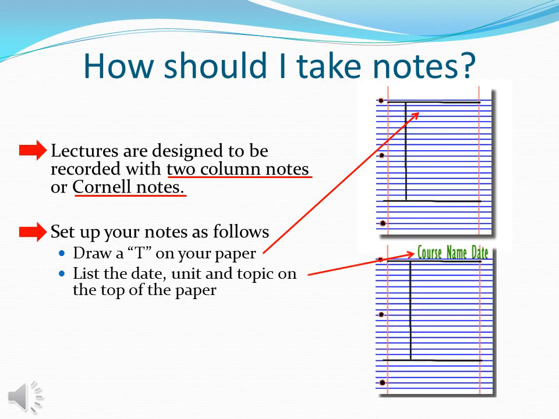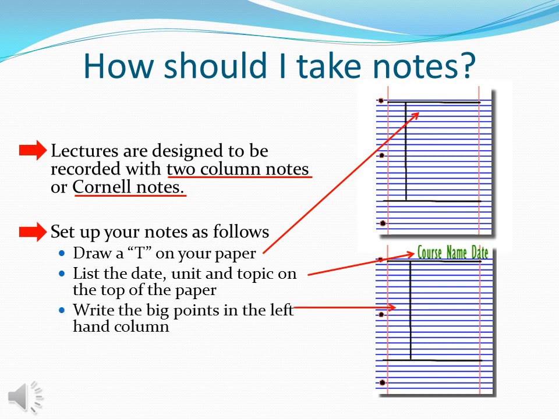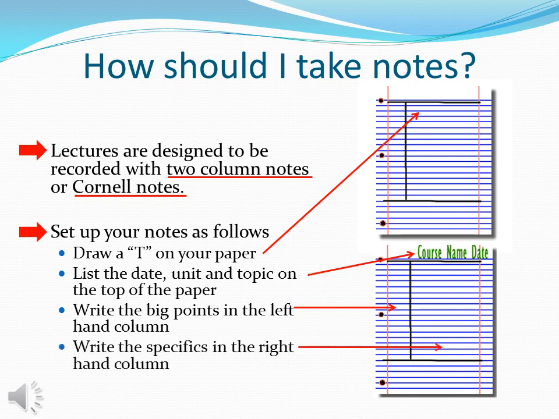Second, on the top of the paper, you're going to list the date of the class, the unit that we are in, and the topic of the online lecture that you watched before you came to class. On the left side, or in the left column, you will write the big points from the lecture, and I'll show you how to figure out what those big points are in a second. And on the right side, you write the specifics that you saw in the lecture.